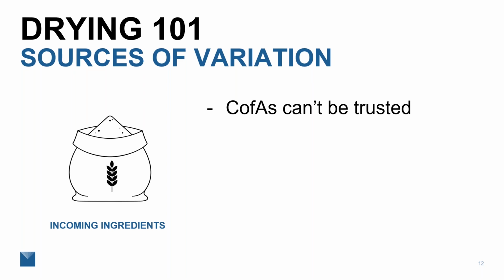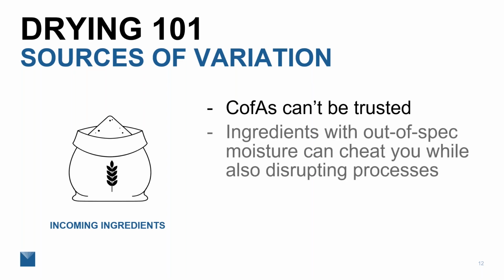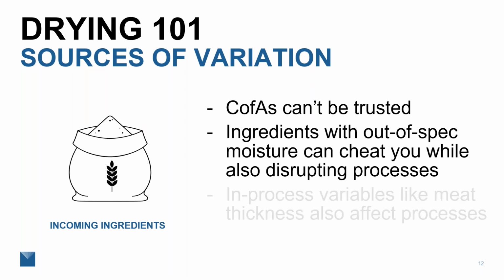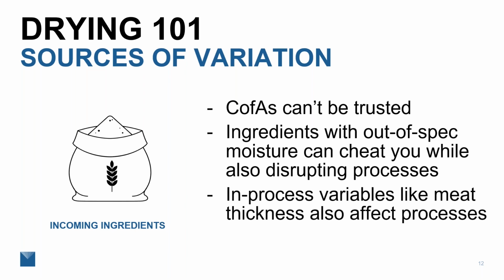Incoming ingredients can also refer to pre-drying process steps that may happen in your factory. For example, we have found a clear correlation between meat slice thickness and drying times for beef jerky. Failure to collect that data for each batch is a missed opportunity for drying process improvement.